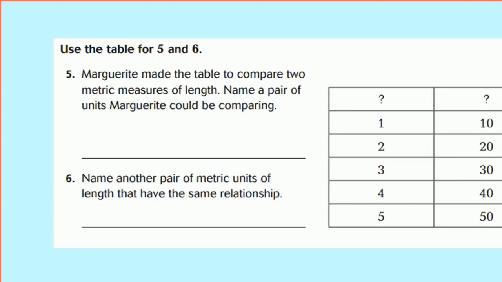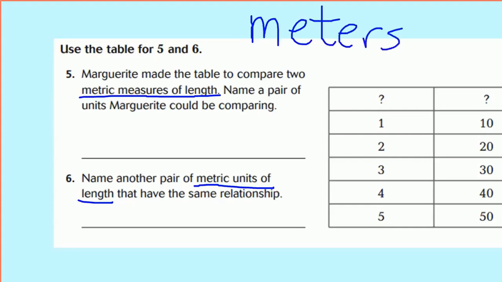All right, I'm going to have to go back in my memory here. Metric, right here, metric measures of length. And another pair. So this chart you can use for two different metric measures of length. So before we go any further, length is meters. Length in the metric system is measured in meters. Okay? So, like, does 1 meter equal 10 something?